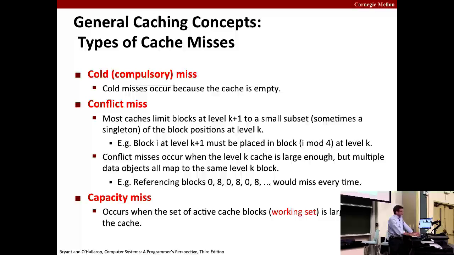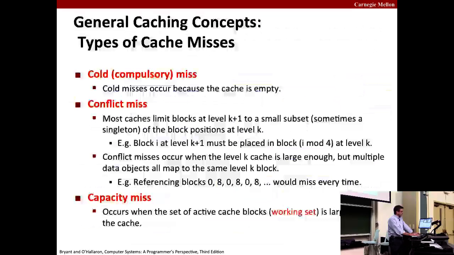So one of the simplest models is to just say block I can only be placed in block I mod the cache size. In that little cache we saw that had 4 blocks, we would take block I from memory and stick it at block I mod 4. So block 0 would go at block 0 in our cache, as would block 4, and as would block 8. Block 9 would go into block 1 in the cache.